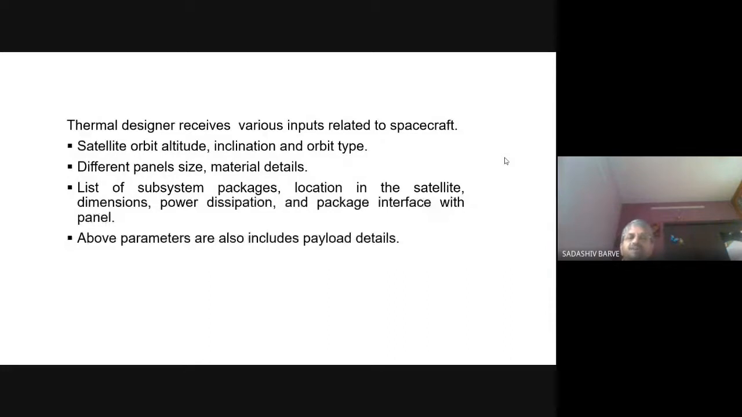So these parameters are very important, and the above parameters also include similar inputs for the payload. The payload is nothing but an instrument, the purpose for which the satellite is launched. For example, I told you at the beginning that certain cameras are mounted on one of the panels. They take the imagery. So those cameras and the related electronics together are called the payload of the satellite.